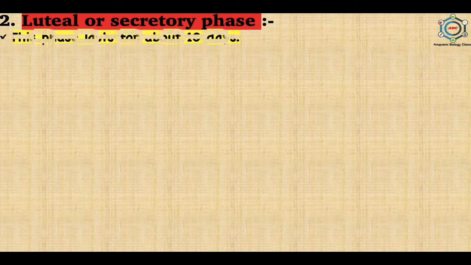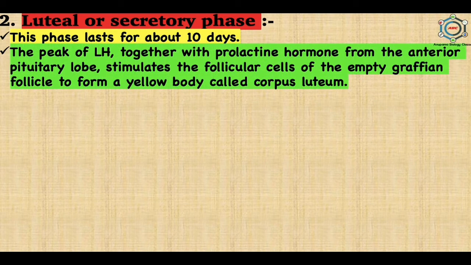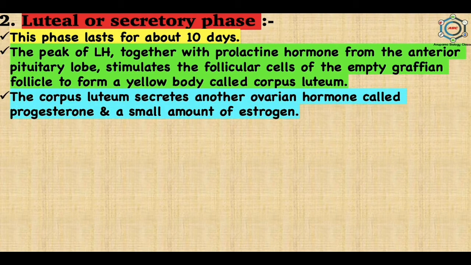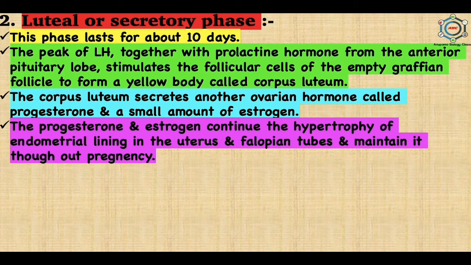Now the second, the luteal or secretory phase. This phase lasts for about 10 days. The peak of LH together with the prolactin hormone from the anterior pituitary lobe stimulates the follicular cells of the empty Graafian follicle to form a yellow body called corpus luteum. The corpus luteum secretes another ovarian hormone called progesterone and a small amount of estrogen.